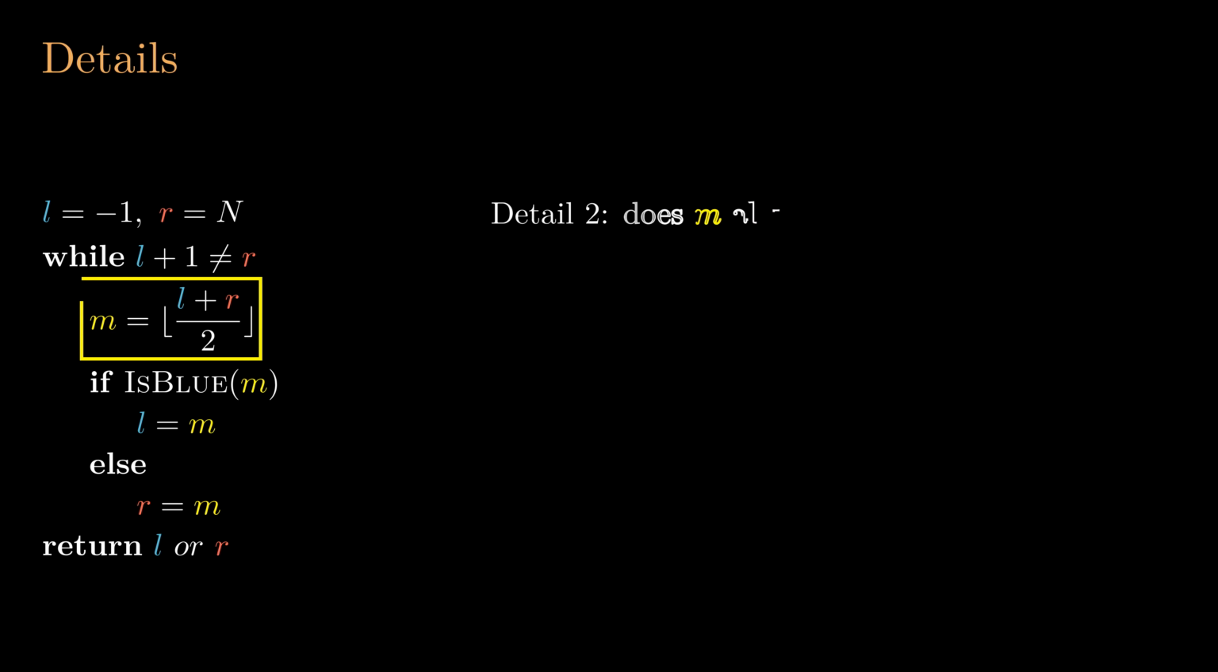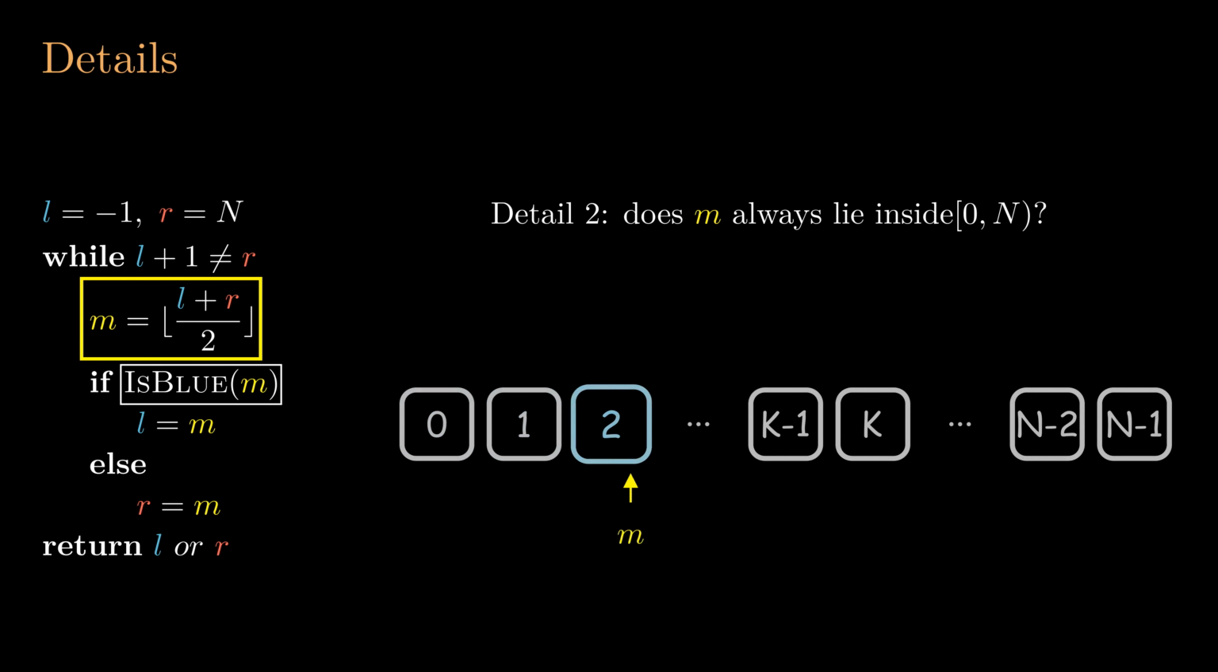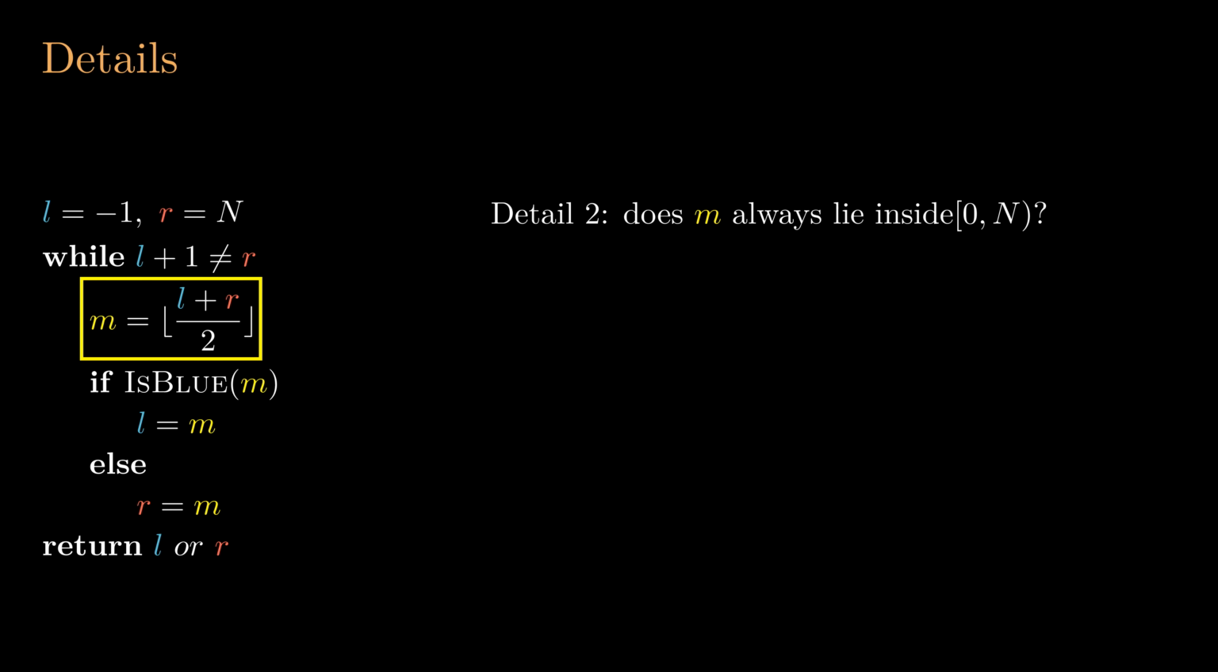Now let's take a look at the second detail. Is m always in the left closed right open interval between 0 and n? First of all, why are we asking this question? As we can see, in our program, we need to check the color of the element m points to. This is only meaningful if m lies in the left closed right open interval between 0 and n. But, does it? Let's first calculate the lower bound of m.